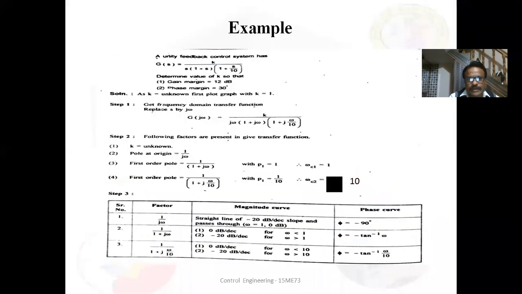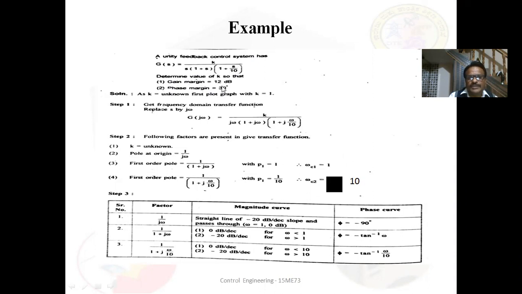Coming to the worked example, a unit feedback control system has G of S equal to K divided by S into (1 plus S) into (1 plus S by 10). Determine the value of K so that gain margin is equal to 12 dB and phase margin is equal to 30 degrees. Here, K is unknown. We have to find the K value for these two conditions.